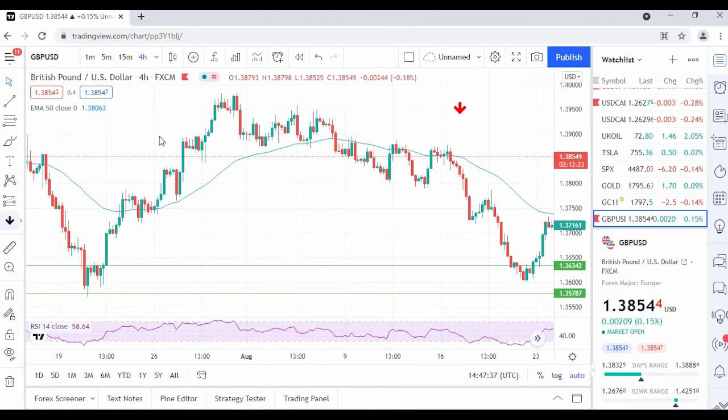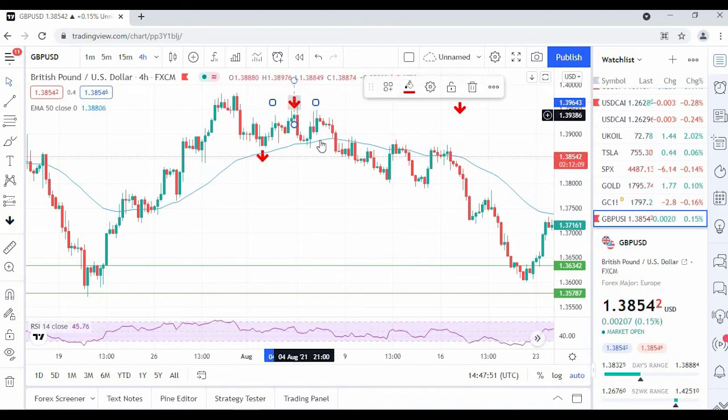So let me put them in, right? So this is one right here, this is one right here, right? This is not a lower low because it is not lower than this low. This is not a lower high because it is on the same level. So right here, the trend would not be valid based on principles, right? Based on principles, the trend would not be valid yet, right?